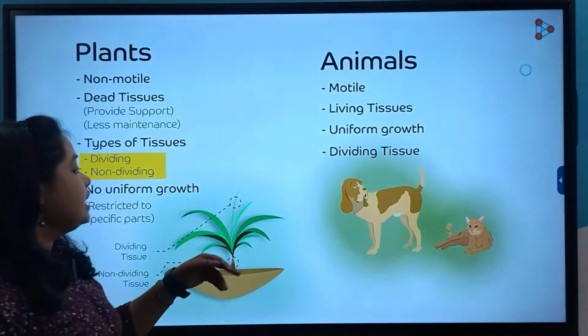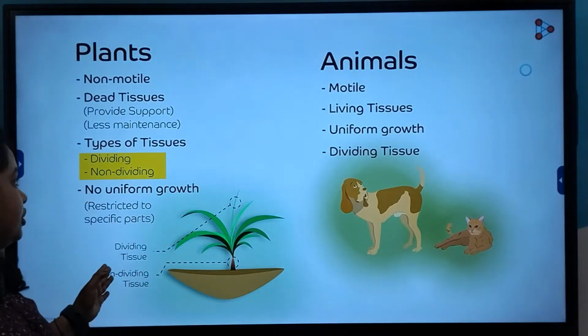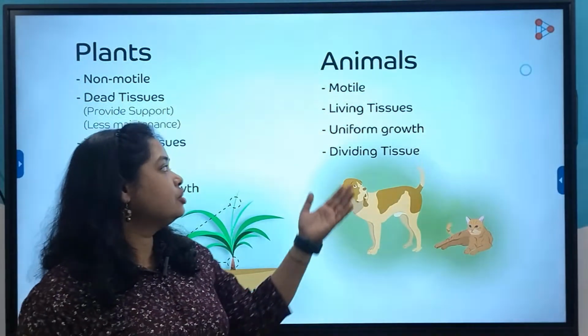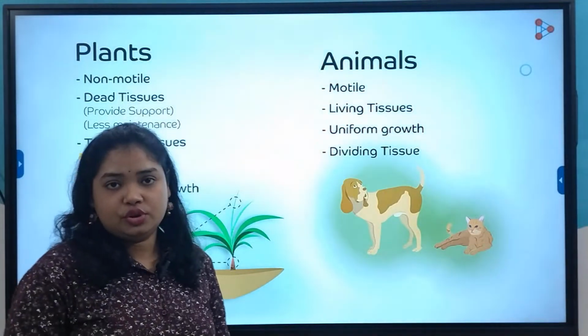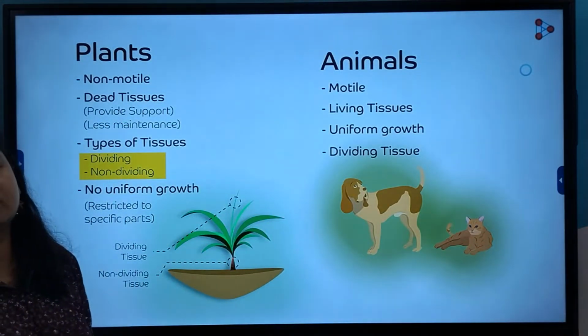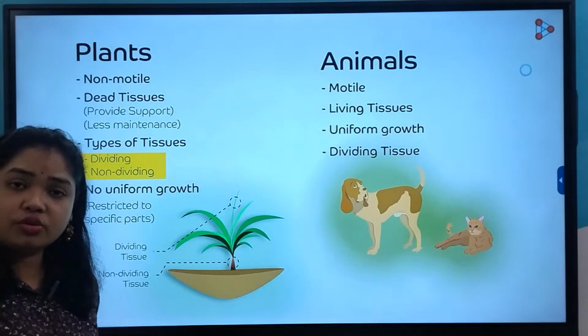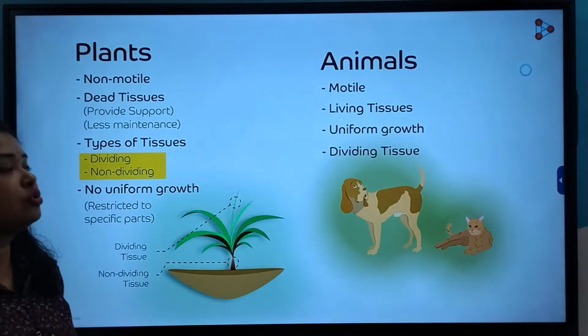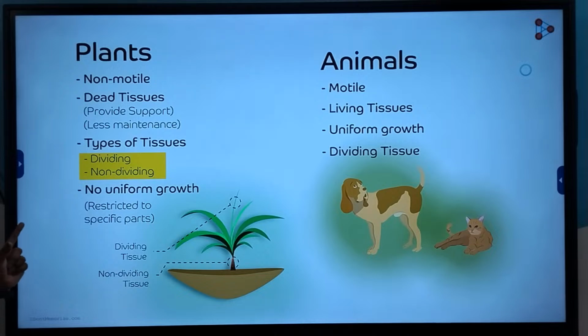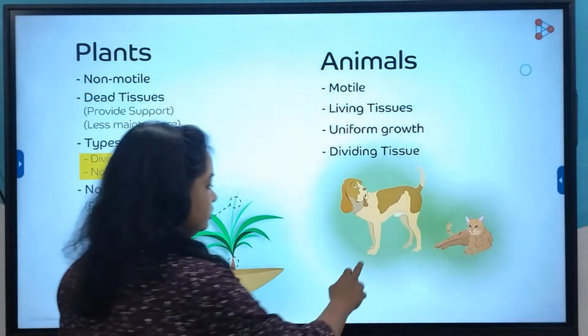But in case of animals, no such division is there, because animals show uniform growth. So all the tissues will grow uniformly. It's not that a particular region is growing and the other region is not growing, right? So that is the main distinction between the plant tissue and animal tissue.